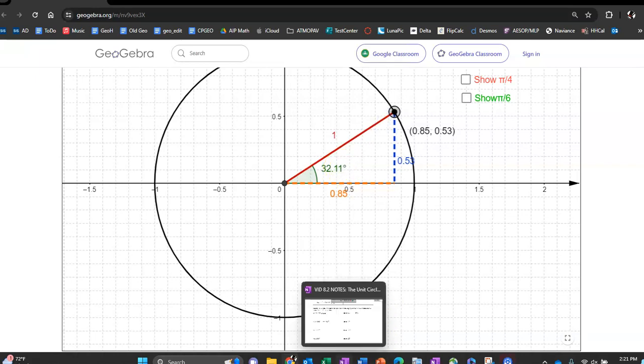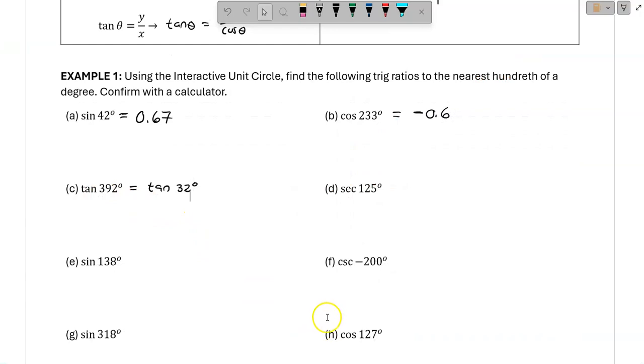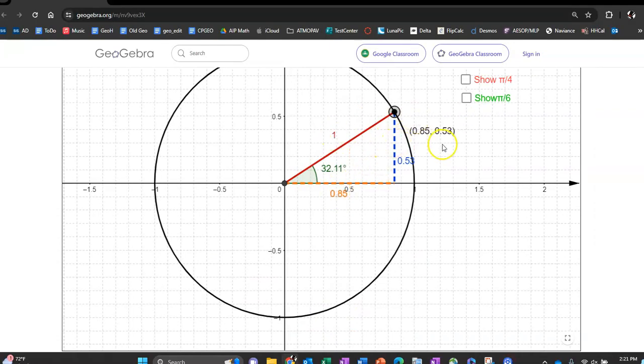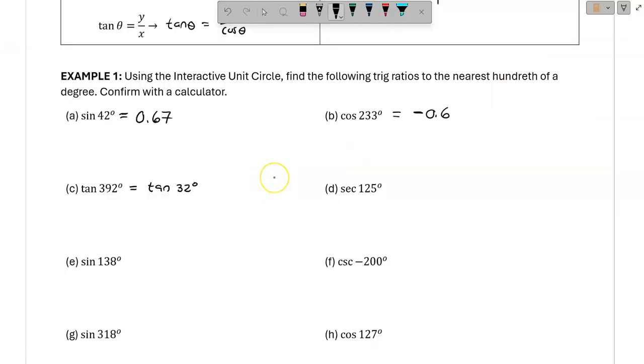In this case, it's asking us to find tangent. Now this one we have to be careful with because we can't just pull one of these numbers. Tangent, as we mentioned, is y over x. So it's 0.53 over 0.85. If we don't have a calculator, we're just going to leave it like this. But in the calculator, 0.53 divided by 0.85 gives me a decimal of 0.62. All right, let's look at one more, and then we'll have you pause and try some of this.